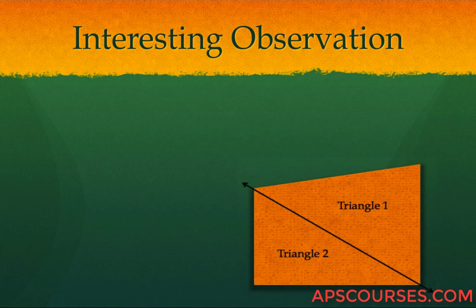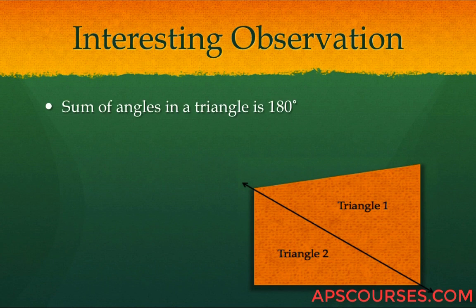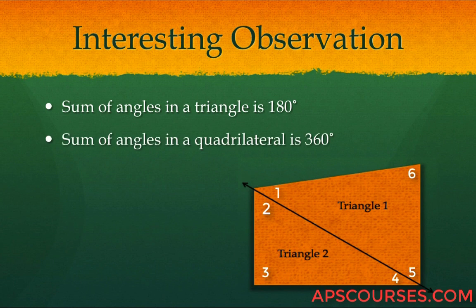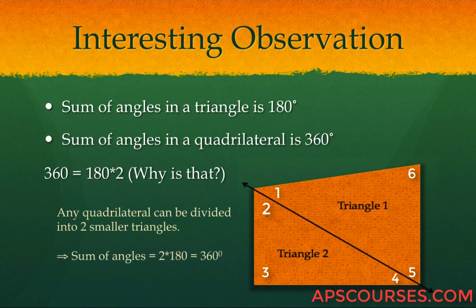This is a quadrilateral. We have divided this quadrilateral into 2 different triangles. We know that the sum of angles in a triangle is 180 degree. Therefore, the sum of angles in a quadrilateral is 360 degree. And 360 is 180 into 2. Why is that? This is because any quadrilateral can be divided into 2 smaller triangles, triangle 1 and triangle 2. There are 6 different angles now. And the sum of these 6 different angles is 360 degree.